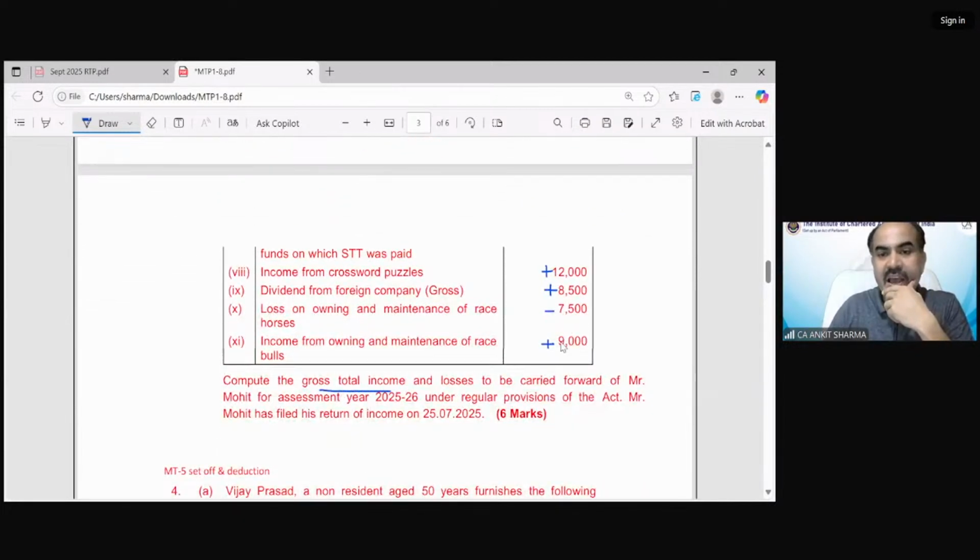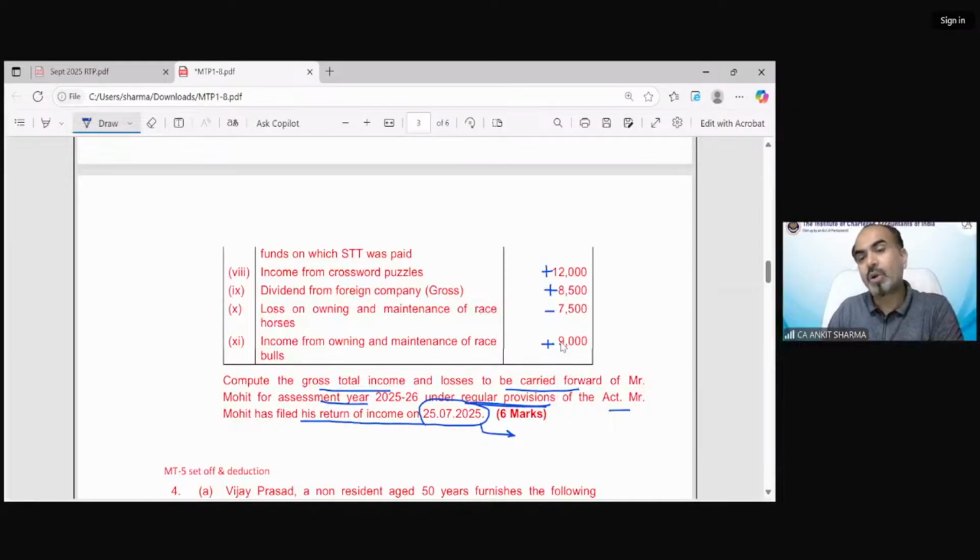Compute the GTI and loss to be carried forward of Mr. Mohit for assessment year 25-26 under regular provision. Mr. Mohit has filed his return of income on 25th July 2025. Why have they given this information? Because to carry forward losses except under income from house property, you need to file your ROI up to the due date. And the due date of ROI would be 31st of July 25. So they are just informing you that he has filed his ROI before due date. So whatever losses need to be carried forward, we can carry forward. Okay.